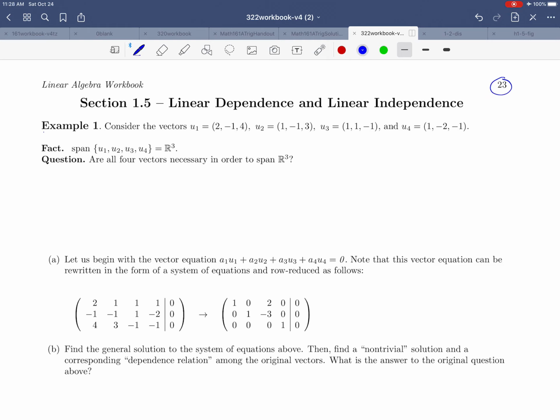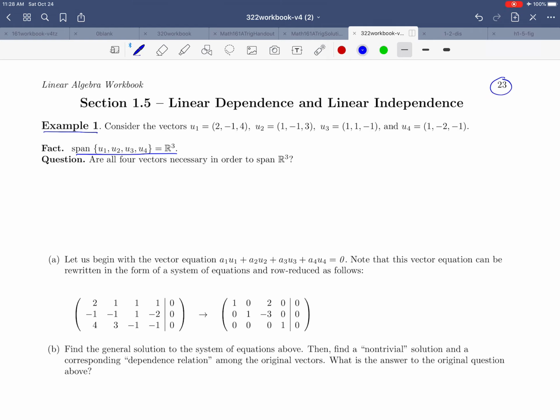Okay, so let's read example 1 together here. They'd like us to consider four vectors, u1, u2, u3, and u4, in three-dimensional space. And they start us off with a fact, and that is that the span of these four vectors is all of R3. In other words, if we take the right linear combination of those four vectors, we can build any vector in R3 that we want.